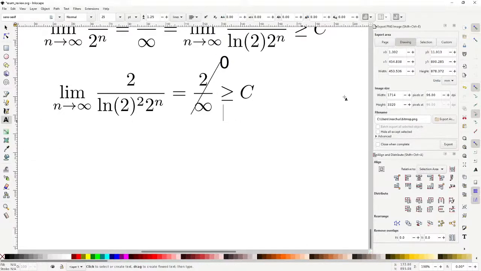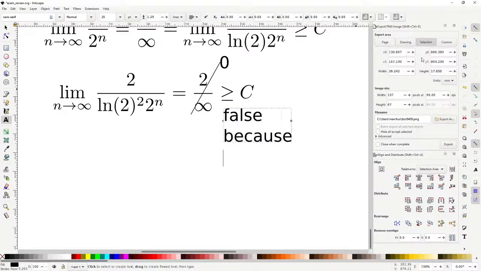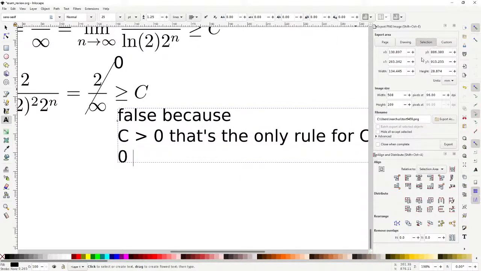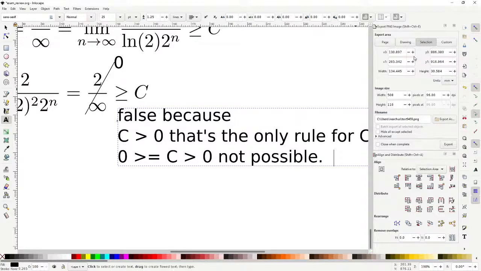So now what we know is that this statement here is false because c is bigger than 0. That's the only rule for c, right? And what I'm telling you is that 0 is bigger than or equal to c, which is also bigger than 0, right? So that's not possible, right? Because we've sandwiched c in between 0 and 0, but here there's not even an equal sign, right? The rule is that c has to be bigger than 0. Here it is. And then we've also proven that 0 has to be bigger than or equal to c. So that's just not possible.